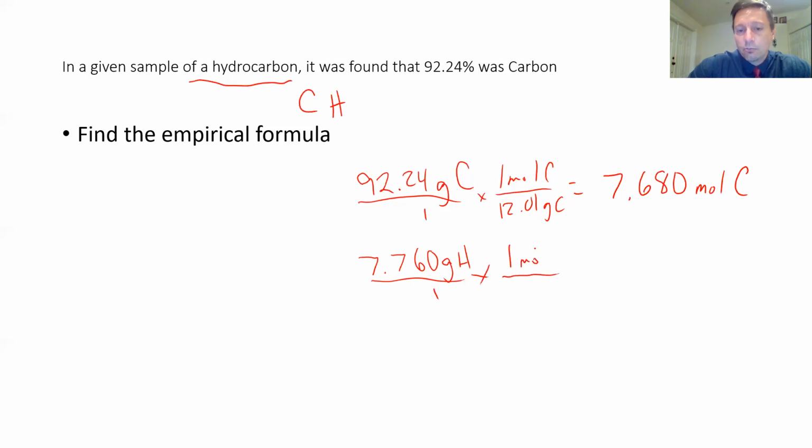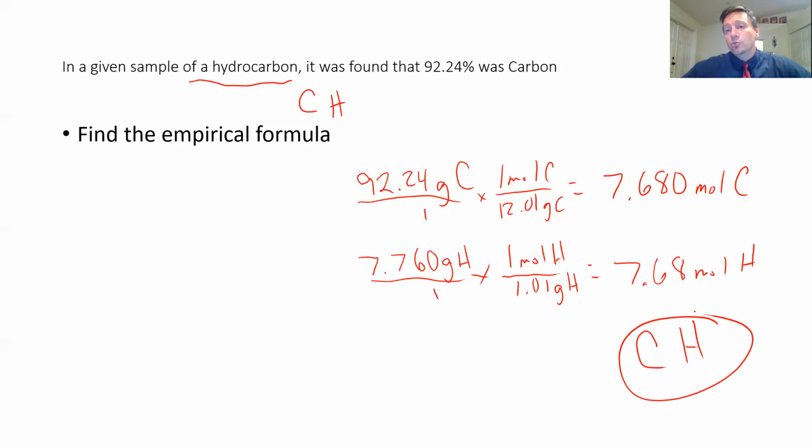So 1 mole hydrogen, 1.01 grams hydrogen. So if I plug that in, you can see pretty quickly what's going to happen here. 7.760 divided by 1.01. I'm going to have 3 sig figs, 6.68 moles of hydrogen. You see right away, you take the smallest mole total and they're both the same here. So my empirical formula is CH. So that's how you would do this type of problem.